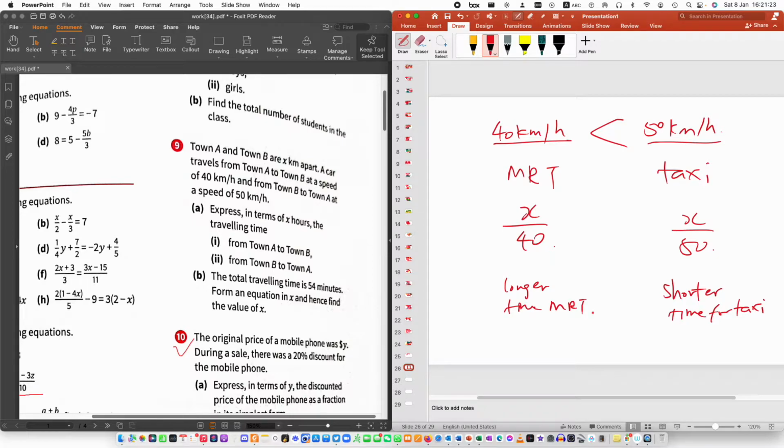Shorter time means smaller number here, right? Longer time means bigger number here, right? So let's say if I tell you the difference is 54 minutes. For 54 minutes you need to convert it to hours first. So 54 minutes converted to hours is, help me out. 9 over 10. Good. So this is longer time, this is shorter time, so that means longer minus shorter. So it's x over 40 minus x over 50 is equal to 9 over 10.